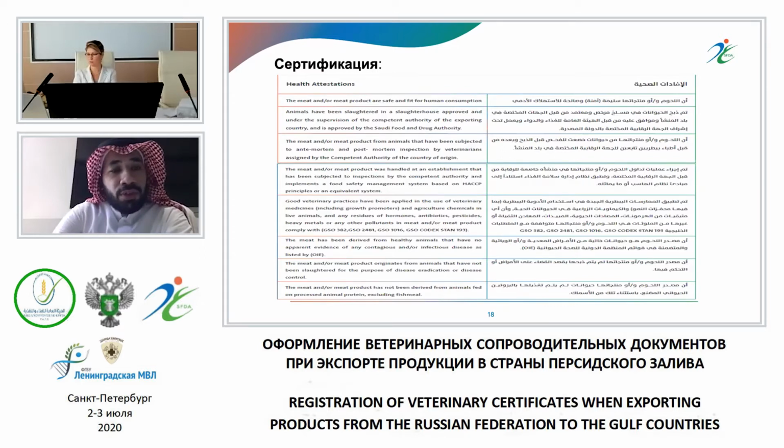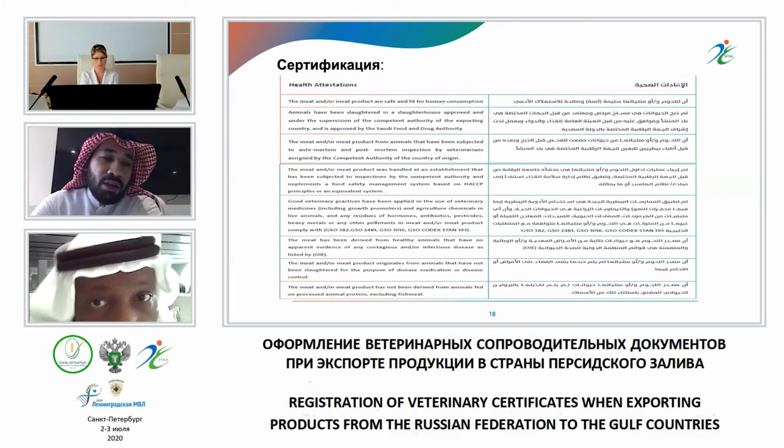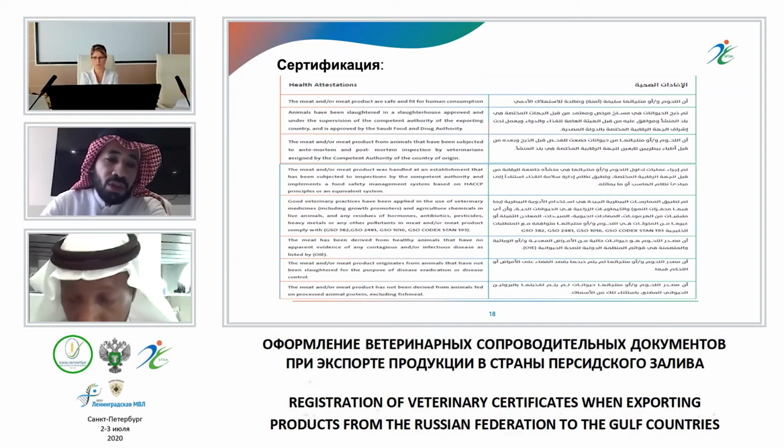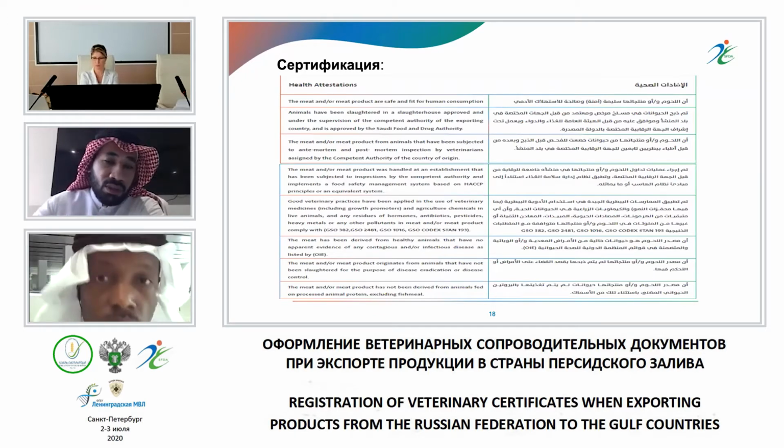So the next point is good veterinary practices have been applied in the use of veterinary medicines, including growth promoters and agriculture chemicals in live animals, and any residual hormones, antibiotics, pesticides, heavy metals, or any other pollutants in meat and or meat products comply with the specific standard. So this is to ensure that any addition of or availability of these products falls into the MRLs and comply with these standards. So the GSO 382, GSO 2481, 1016, and 1193.